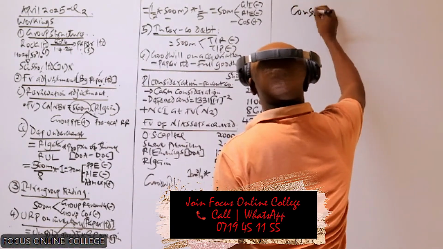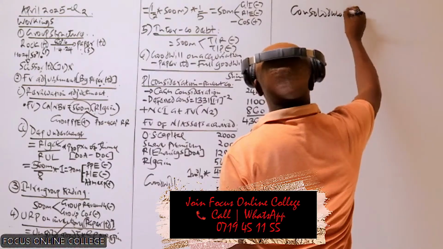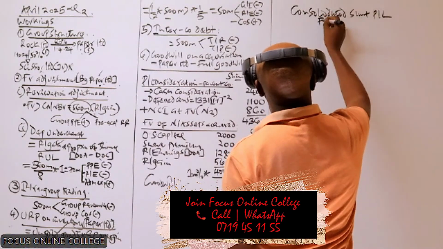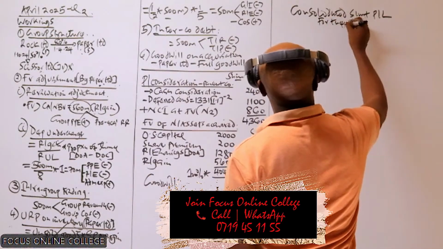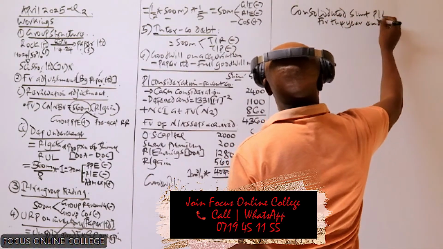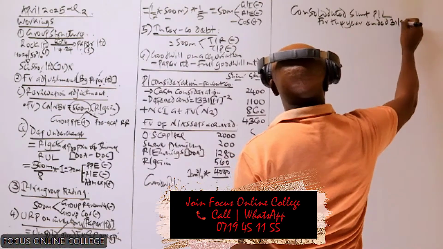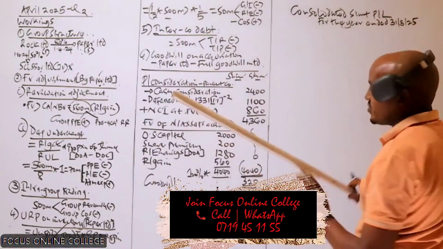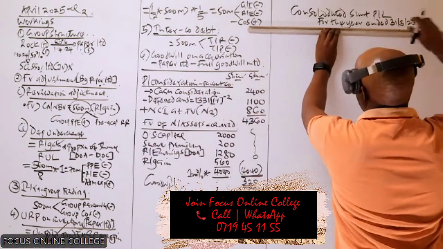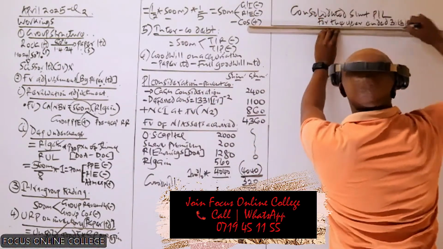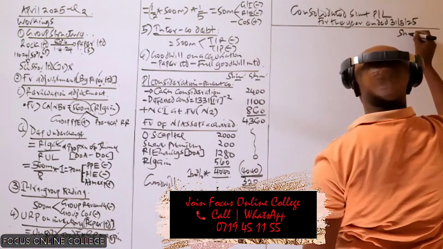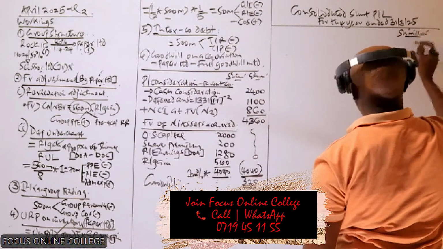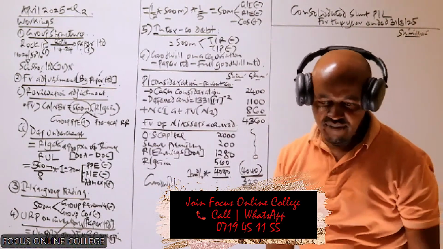The consolidated statement of profit or loss, which is for the year ended 31st of March 2025. Here we just need a single column, and we indicate that our figures are in millions of shillings. So how do we prepare this?